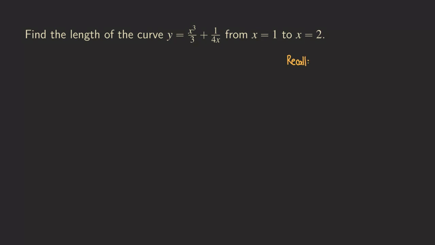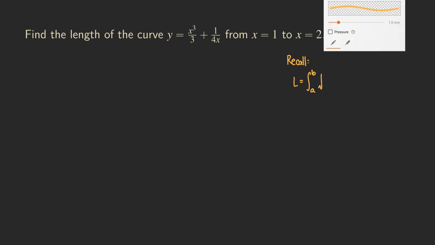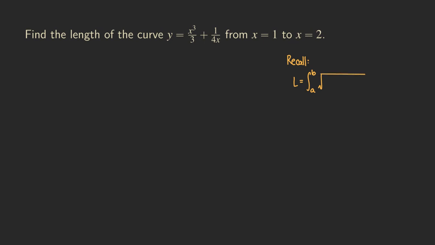So the length of the curve is given by this formula right here, which is the integral from a to b of the square root of 1 plus dy over dx squared, dx. That's the derivative of y with respect to x, and then you square that, add 1 to it, and take the square root of that, and there is a dx right here. So this is what we will need to use to find the length of the curve.